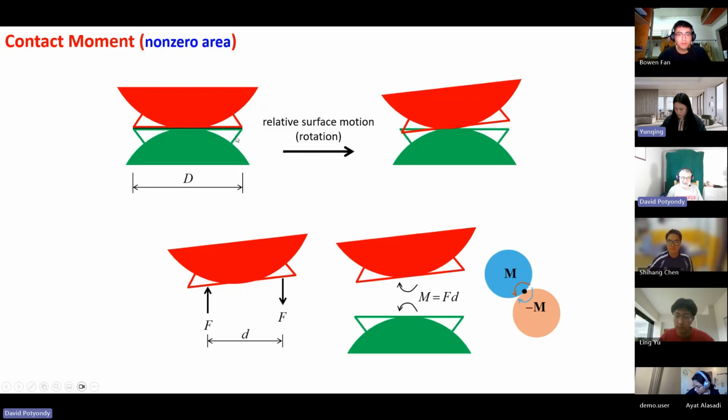If you have two surfaces interacting, there's always some complicated traction distribution across that. And if you integrate that traction distribution, you come up with a moment. Okay. All right.